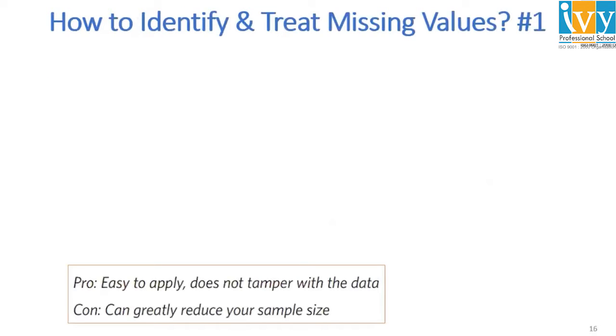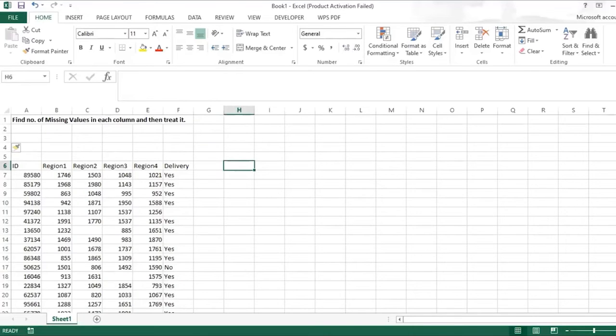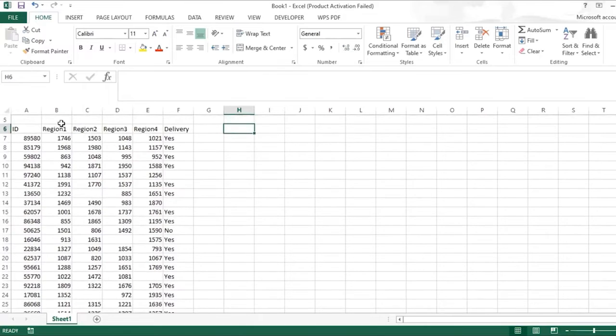So how to identify and treat missing values? To identify the missing values, count the total number of values in each column, and if the number of records is greater than the number of values, then definitely these are the missing values. So let's have a look at the data set. As we can see in this data set, there is an ID, there are 4 regions, and then there's a delivery column.